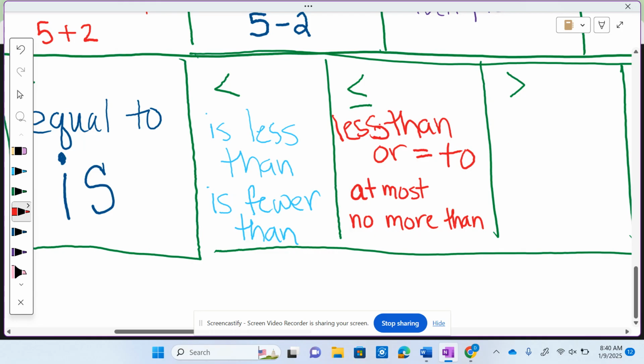Those are the two odd phrases that mean less than or equal to. You can have at most 3 pieces of candy. That means no more than, right? Less than or equal to. Okay.